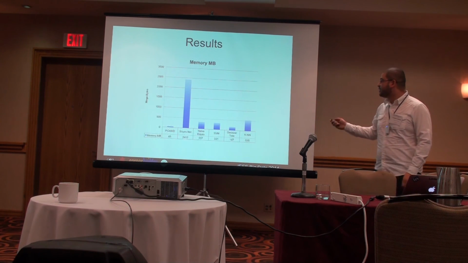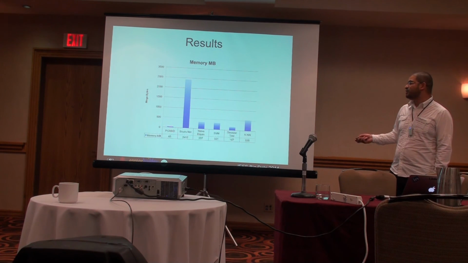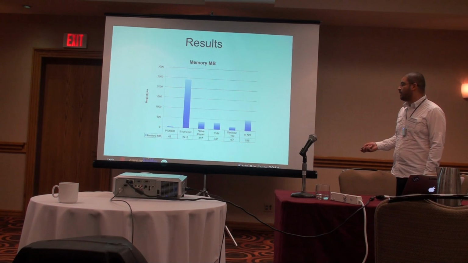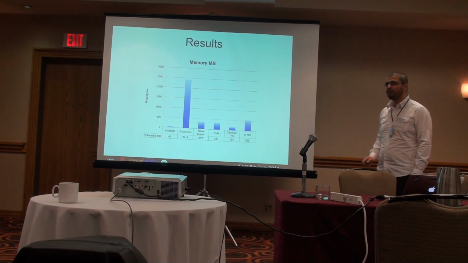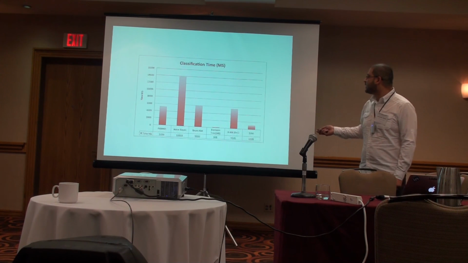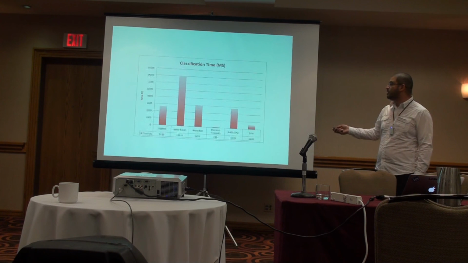In terms of memory in megabytes, since we are talking about scalability, PGMHD used only 43 megabytes when we built the model from that training data set, while, for example, the Bayesian network used 2.4 gigabytes. And here are the training time and the classification time. In the training time we won; in the classification time, the best was the decision tree.